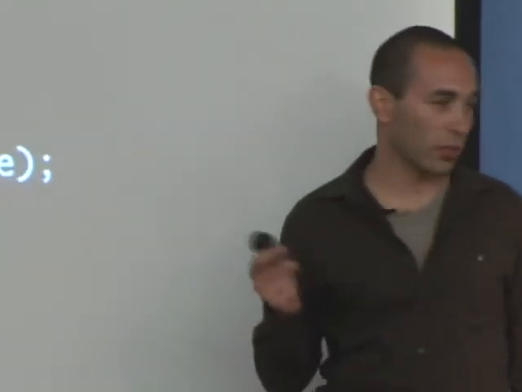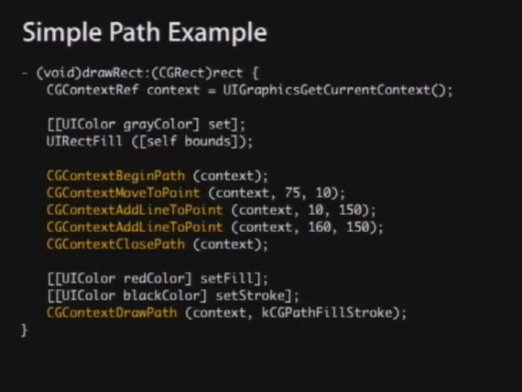Quick little path example here. We're going to set the color of the context to gray, and we fill the background. Then we say CGContextBeginPath. So we're starting a new drawing path. We say move to point, context 75, 10. We say add line to point, so it goes to 10, 150. And we say add line to point 160, 150. And then we say close path. And then we draw, right? So first we set fill, then we stroke, and then we say draw.